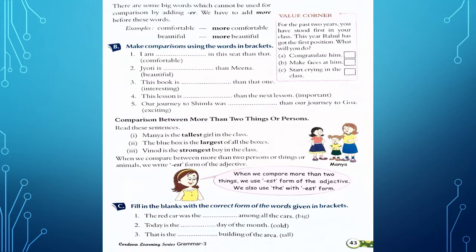Today is the dash day of the month. Now the word will be coldest. Third is, that is the dash building of the area. Here the word tall will be changed into tallest. Children, we will do some more exercises in our next slide.